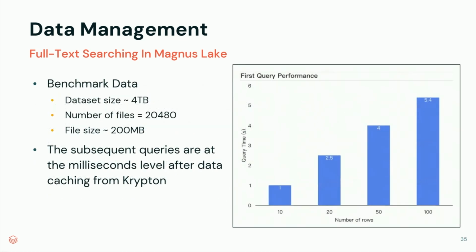So we made a benchmark on a text data set, which was picked from the real data sets used for our large language model pre-training. This data set has about 4 TB of data with about 20,000 data files. The result shows that the first query can be finished at the second level, and the following queries can be finished at the millisecond level while data caching is used.